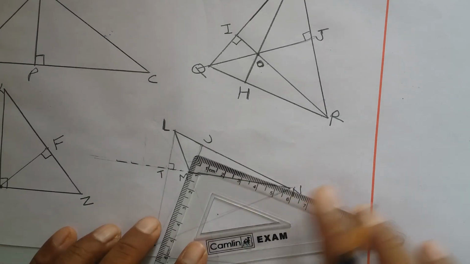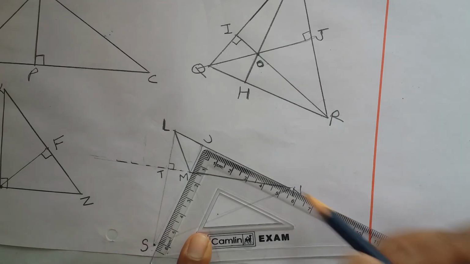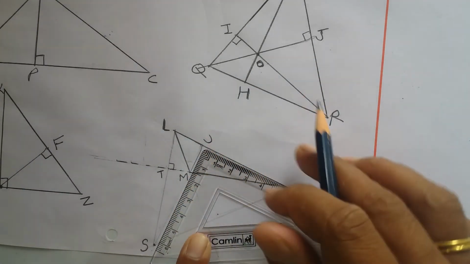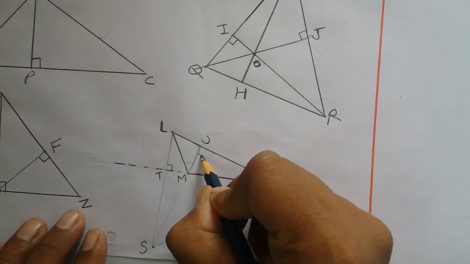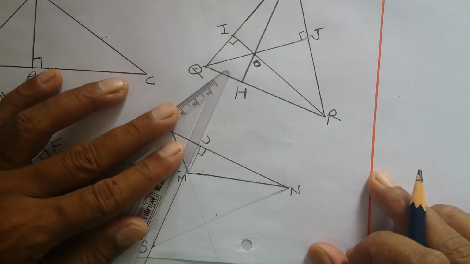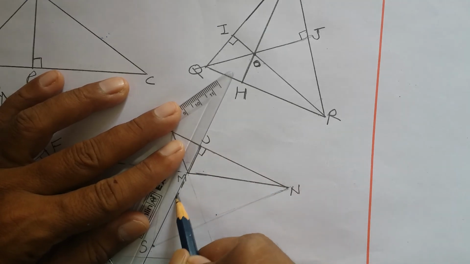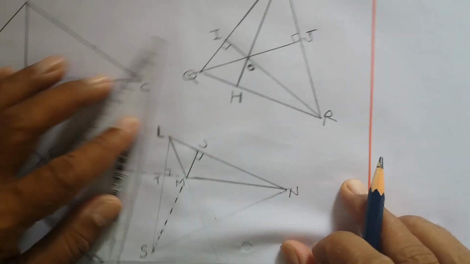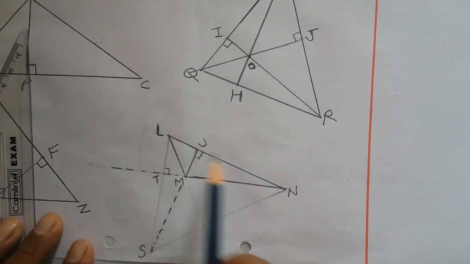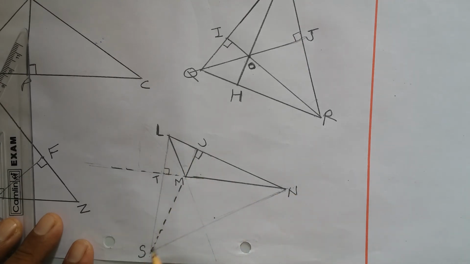See, this side matches with LN and this side matches with M. So this is a perpendicular. This angle is a right angle. We will extend this altitude. Actually, which altitude is it? MU. When is MU the altitude? When the base is LN, MU is the altitude. Then we extended that altitude.